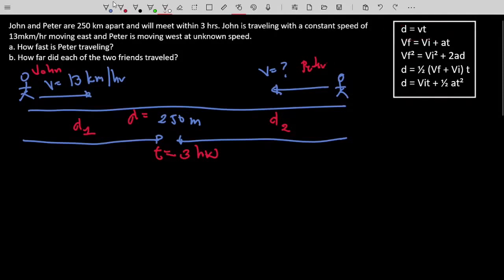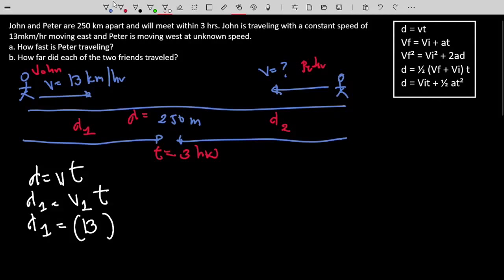Okay? Now again, whenever we have a constant velocity, this formula right here is what we are going to use. Now let's try to apply this for John first. Displacement is equal to velocity multiplied by time. For John, we use d1 is equal to velocity 1 multiplied by time, because d1 represents John and velocity 1 represents John also, and they have the same time, which is 3 hours. Displacement 1 is what we are trying to look for, and velocity 1 is 13, multiplied by time, which is 3. So 13 multiplied by 3, then you should have the value of 39 kilometers. So therefore, our d1 is equal to 39 kilometers.